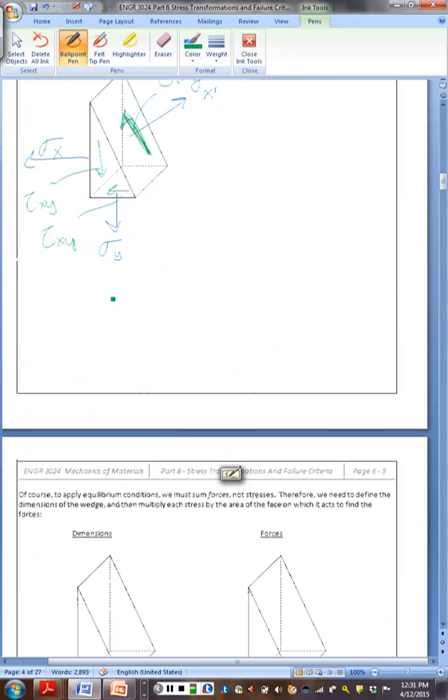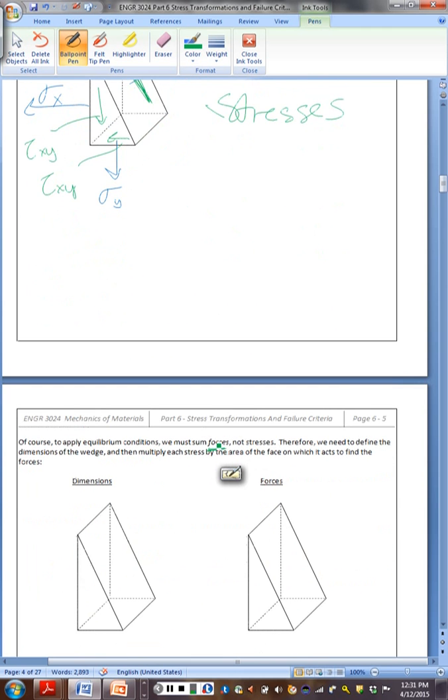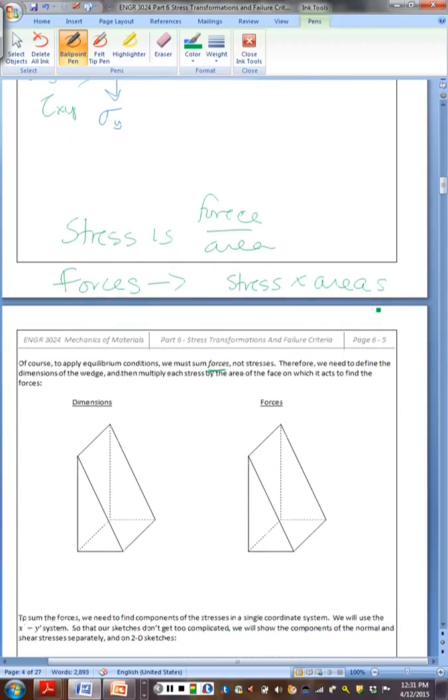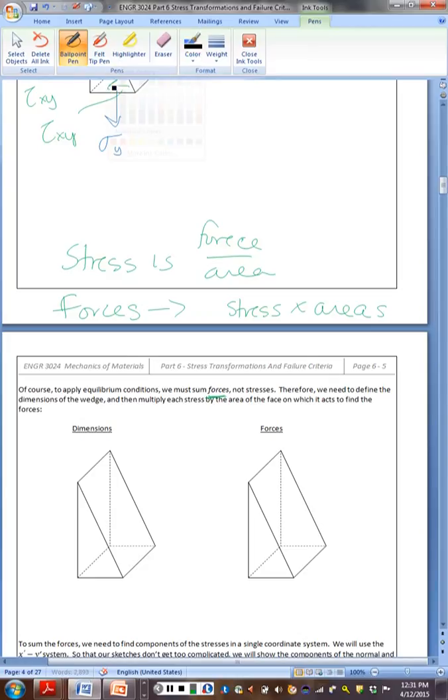So this drawing up here is stresses. We can't do equilibrium on stresses. We have to do equilibrium on forces. So generally, stress is force over area. So if we want forces, we need to multiply stresses times our areas. So this breaks down our wedge in terms of the geometry of it so that we can get our areas.